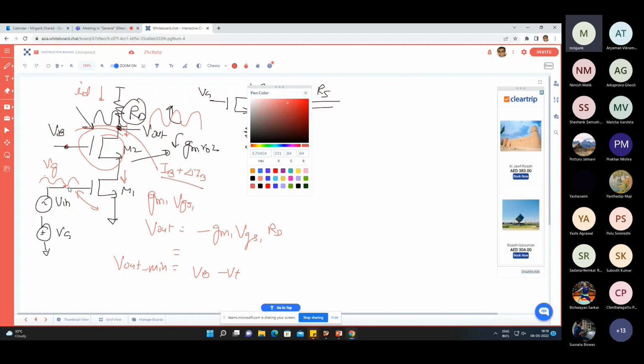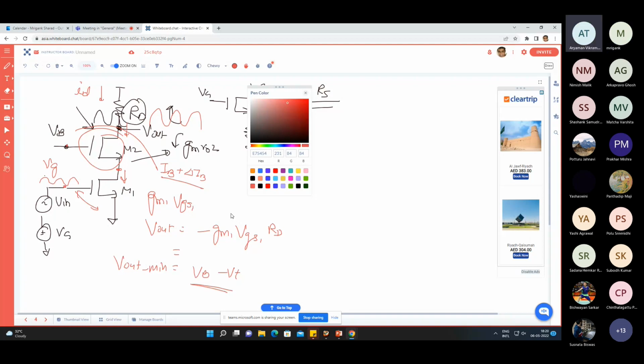Is VB greater than VG or lower than VG? What is the relation between VB and VG? In order to find that out, first, I would like to maximize the swing. On the upper side it is anyway VDD, so it can go all the way to VDD. That is clear. In this circuit, the output swing on the upper side can go all the way to VDD, and the lower side is limited to VB minus VT. So in order to maximize the swing, what will I do?